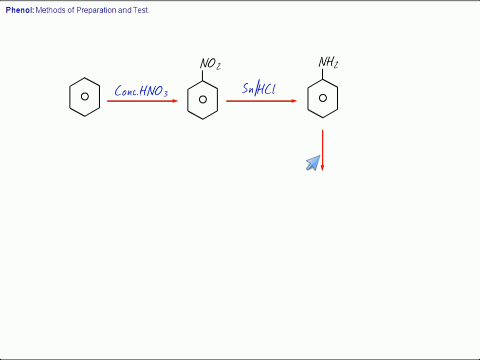After reduction to aniline, we undergo the diazonium coupling reaction, NaNO2, HCl, low temperature followed by addition of water with slight amount of heat. The compound will be converted to phenol. So these are the two direct ways by which we can prepare phenol from benzene. One is with diazonium, the other is without diazonium. Now, apart from that, phenol can also be prepared from halobenzenes.